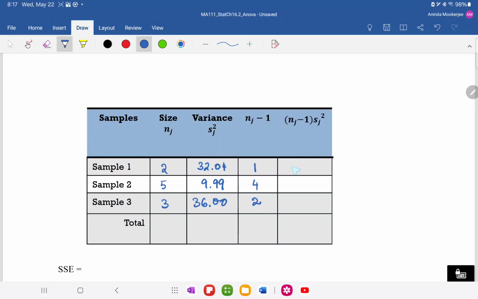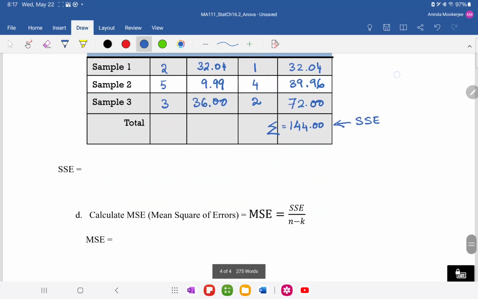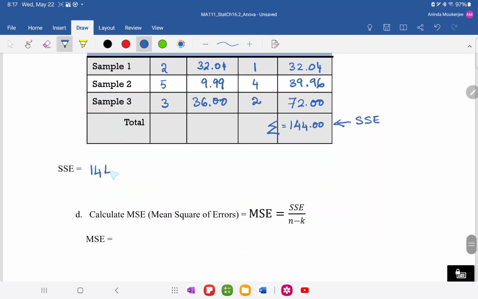So we are going to have 32.04, and then 9.99 times 4 is almost 40, so I'll write 39.96, and 36 times 2 is 72.00. So sum them up for the SSE value, and you should get a value of 144.00, and that's your SSE. All right, that's your error sum of squares. So I'm going to write that value here for SSE, 144.